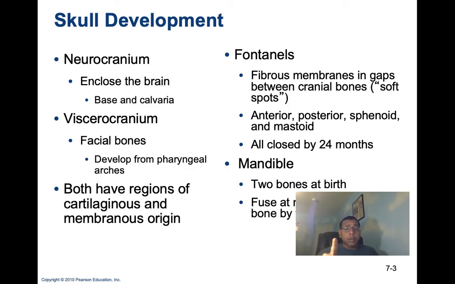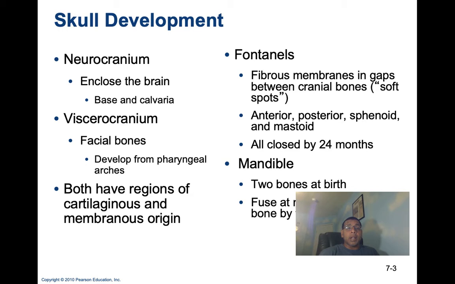Now, we also are going to check out fontanelles. They contain fibrous membranes, basically, in the gaps between the cranial bones, and we refer to them also as soft spots in layman's terms. We have 4 different fontanelles that you will be responsible for: the anterior, posterior, sphenoidal, and the mastoid fontanelle. All 4 are going to be closed by about 24 months of age.